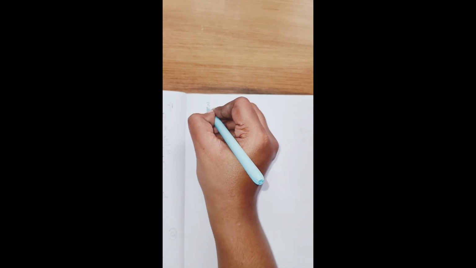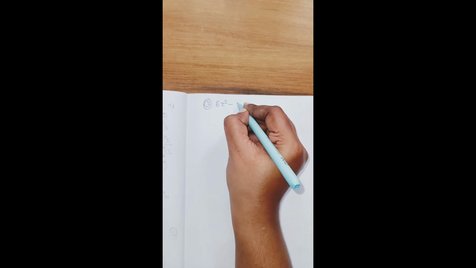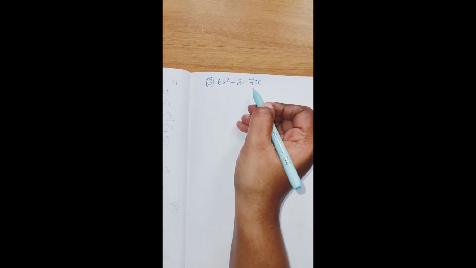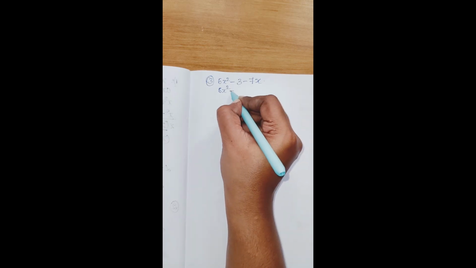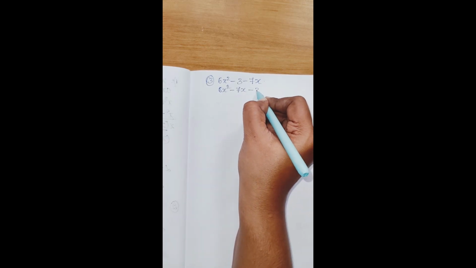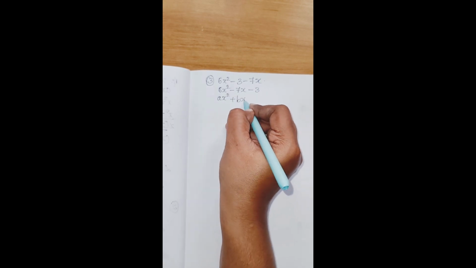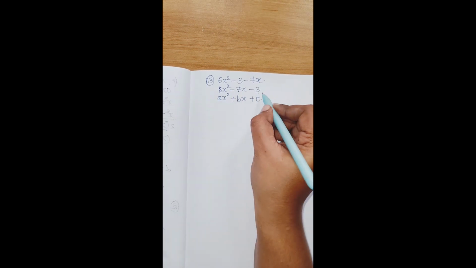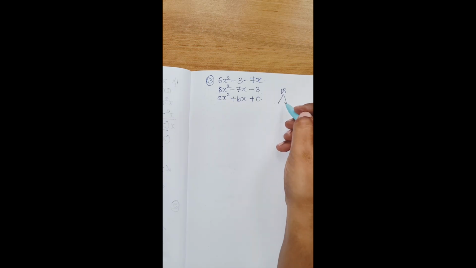Next, third question: 6x square minus 3 minus 7x. It is not in ax square plus bx plus c form, so first we need to convert. Ax square means 6x square minus 7x minus 3. Now you write the formula ax square plus bx plus c. So a into c. Okay, 6 3s are how much? 18.